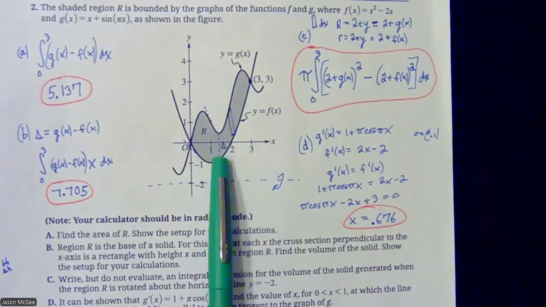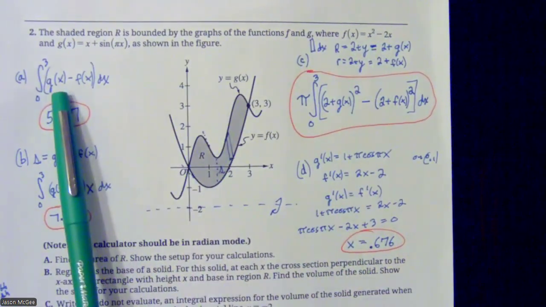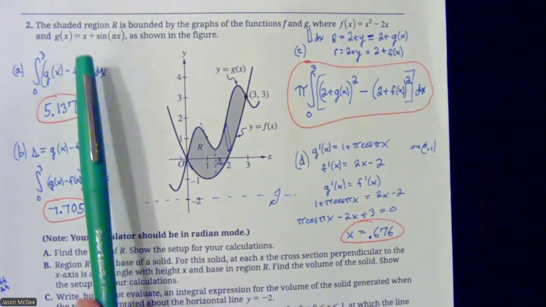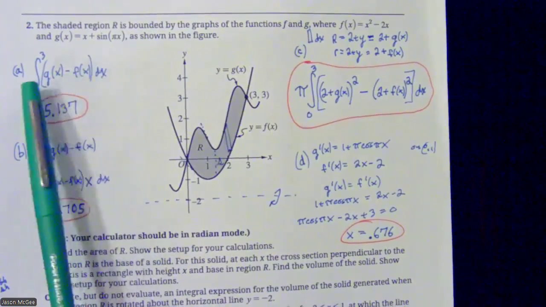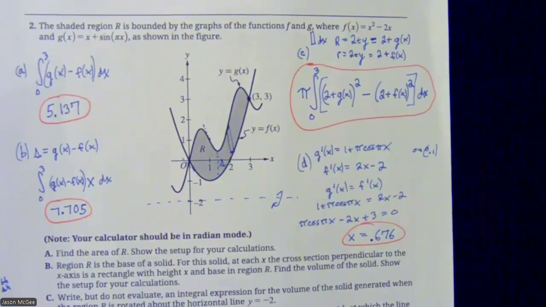That's the top curve minus the bottom curve. They gave us what the two equations were. So when you set up your integral, I just did the top curve minus the bottom curve, so g of x minus f of x. Then you could enter those into the calculator, use the Math 9 feature, and make sure you can get that 5.137 number.